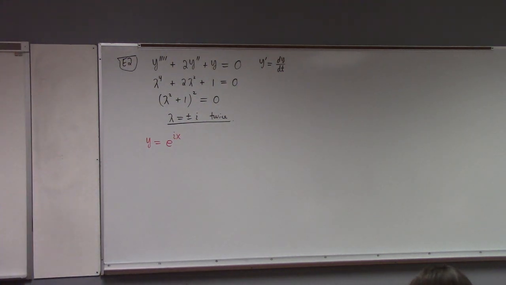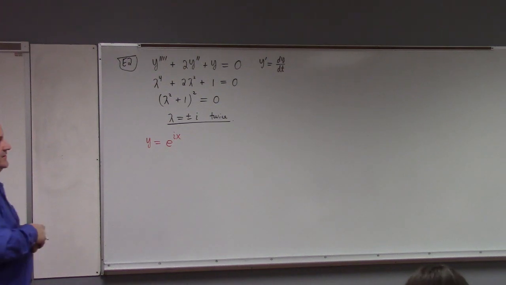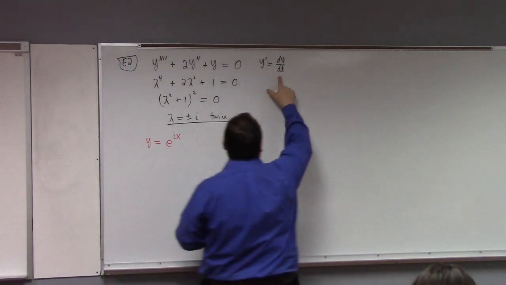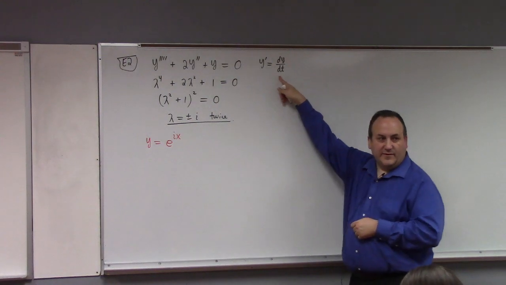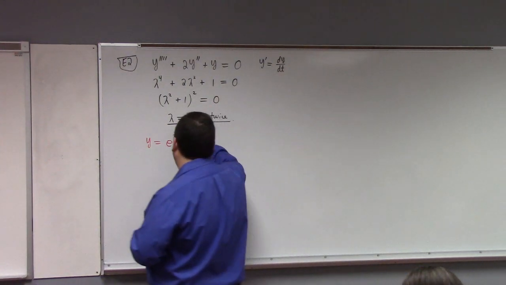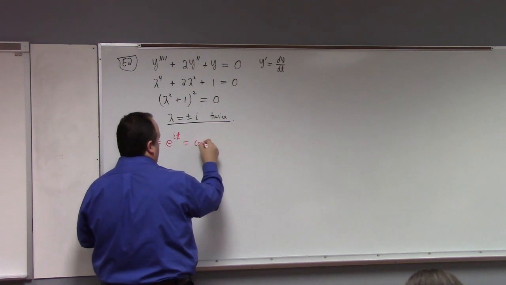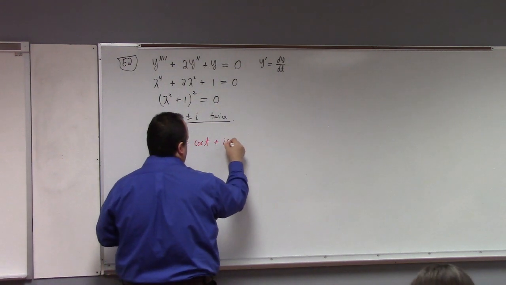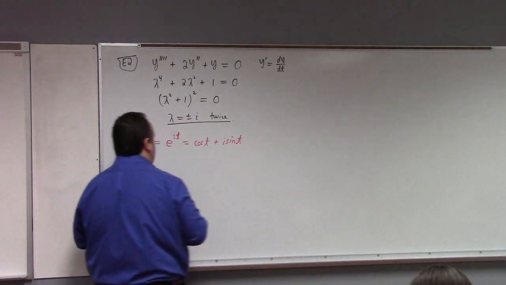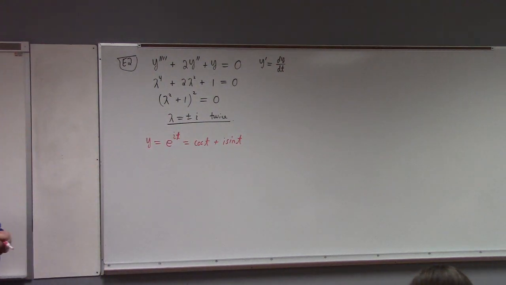But what does that mean? Oh, did I say x? But what did I say up here? T, so take off half my points, right? So put a t there, and as such we use cosine t plus i sine t. This is Euler's formula, right? That's what an imaginary exponential does. It gives you a cosine and a sine, like so.